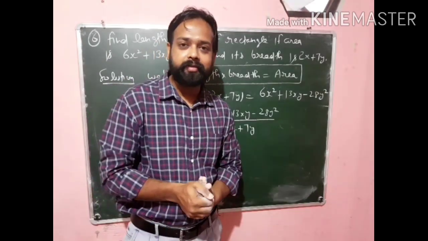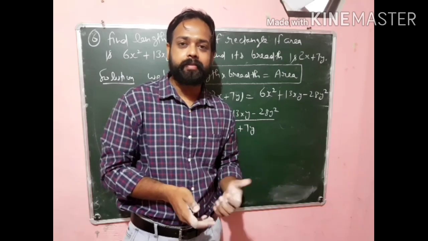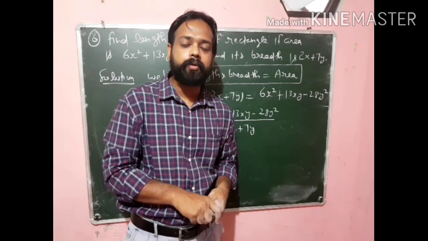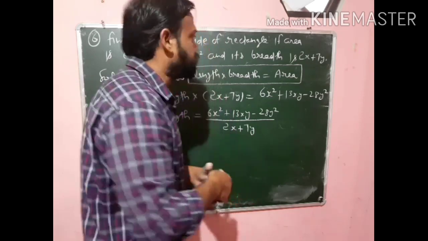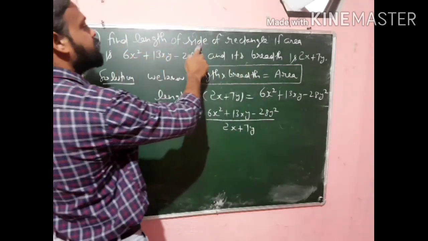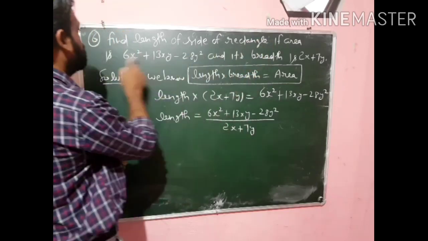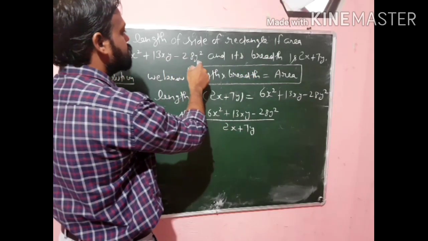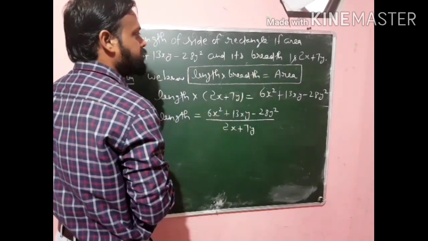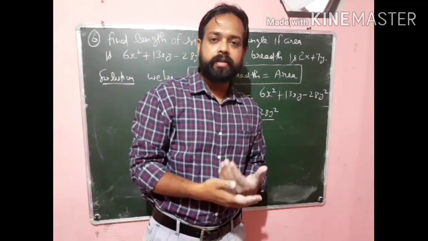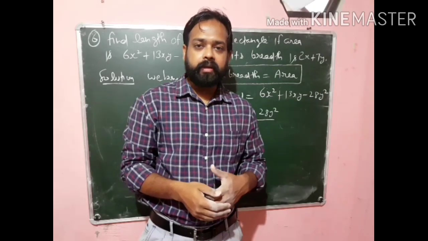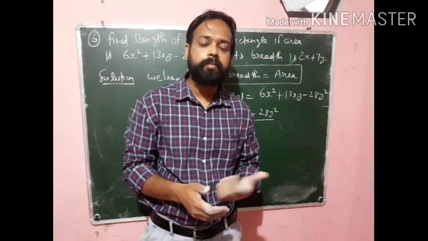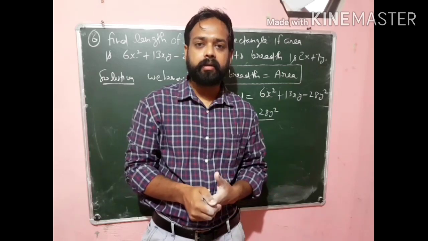Okay, now I am going to start the last part, that is the sixth part. See this statement, and you can also see the statement in your book. The sixth part is: find the length of the side of a rectangle if the area is 6x square plus 13xy minus 28y square and its breadth is 2x plus 7y. Now what is the difference between this and the previous sum? The previous sum was the case of the triangle, which means the previous sum is the case of the area of a triangle.